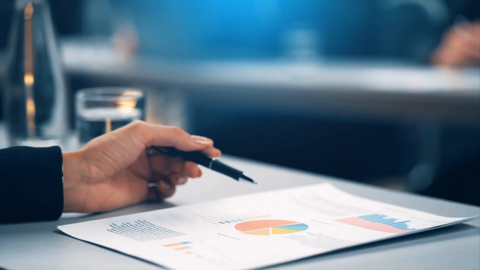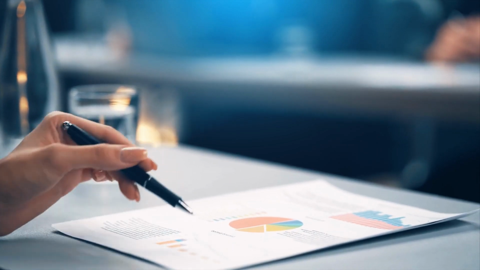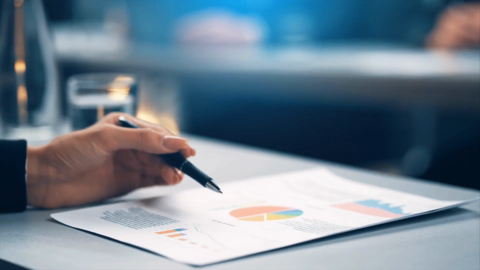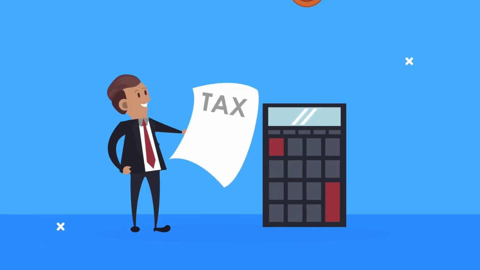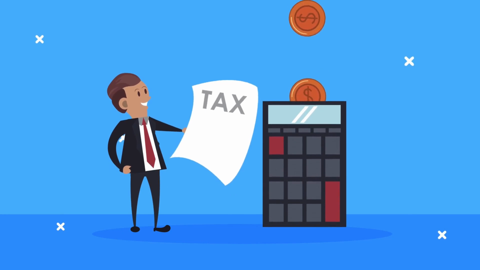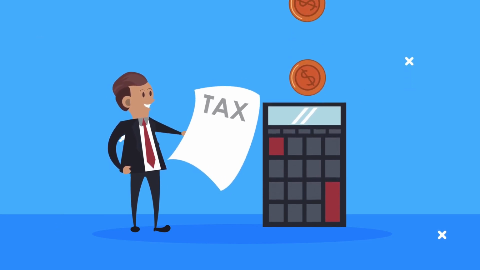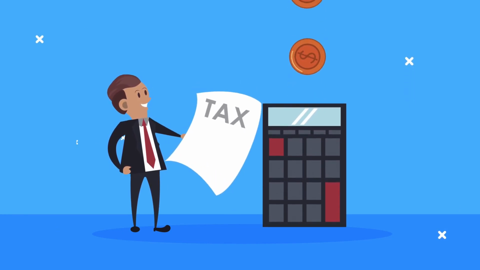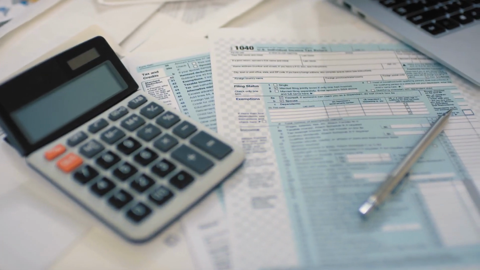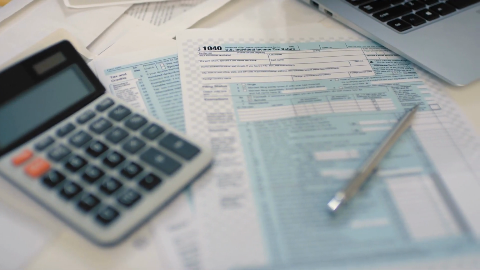Choosing the right tax form and maximizing deductions. Choosing the correct tax form depends on your business structure. For example, if you're a sole proprietor or a single-member LLC, you'll file your business taxes as part of your personal tax return using Schedule C. If you're a corporation or an LLC taxed as one, you'll file Form 1120, while partnerships will use Form 1065.